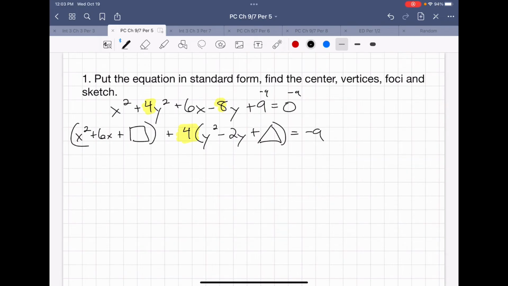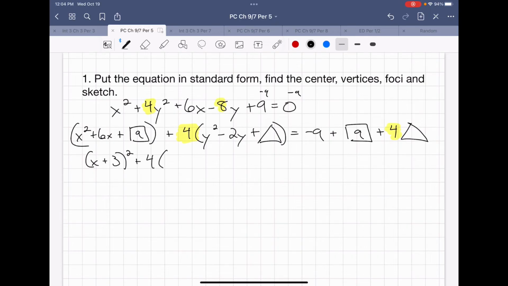Pause the video if I'm going too fast. Keep it balanced. I added a square and I added 4 triangles. Don't forget the coefficients. Okay, completing the square, half of it. Half of 6 is 3. Squared is 9. 9 for both squares.